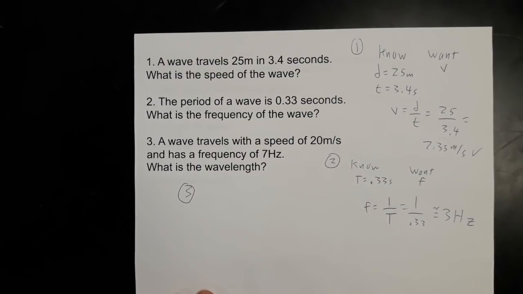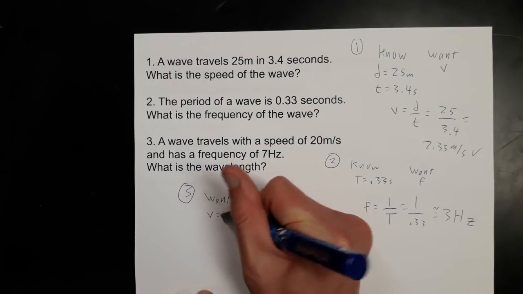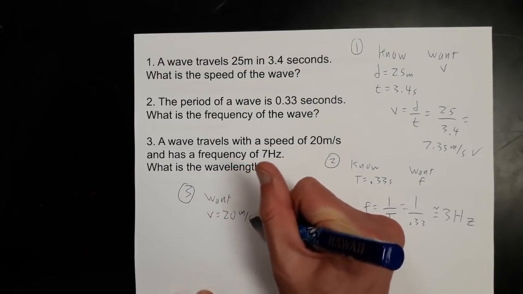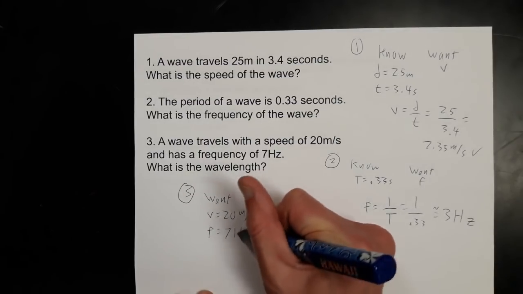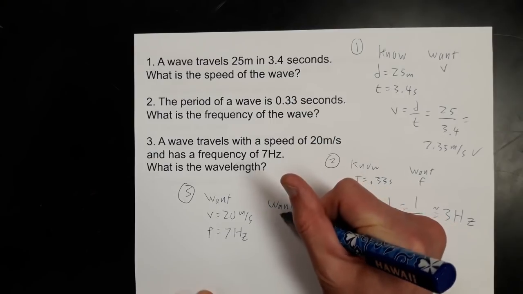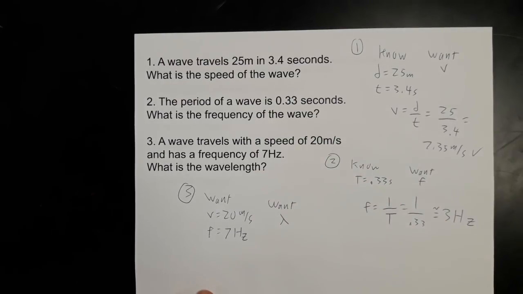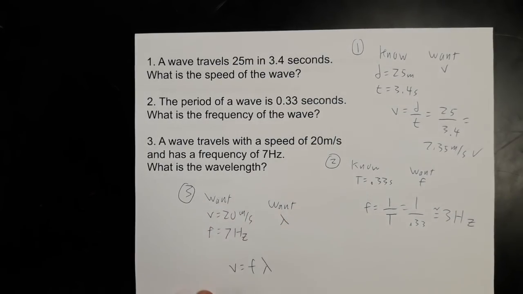A wave travels with a speed of 20 meters per second. So I'm given the speed, which is 20 meters per second. I'm given the frequency, which is 7 hertz. I want the wavelength, and the symbol for that is this upside down y, which is lambda. All right, is there an equation that relates these? Absolutely. It's V equals F lambda.